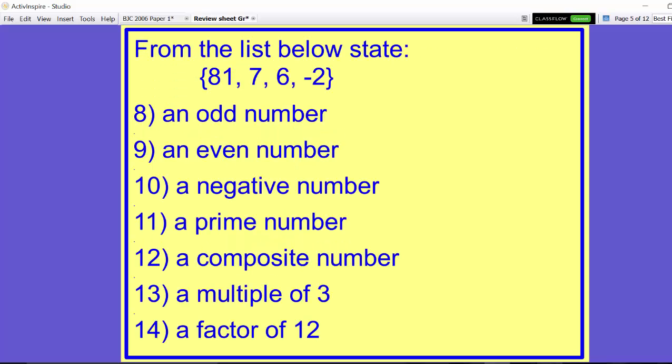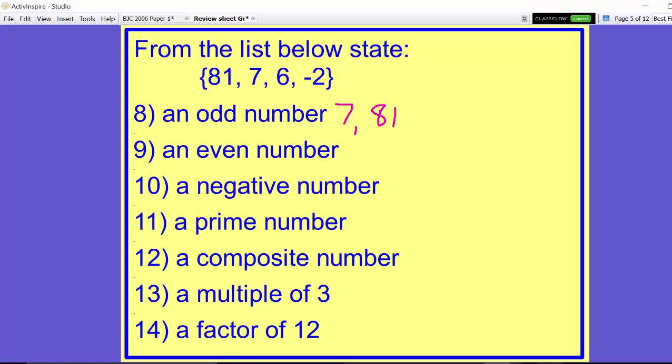All right, from the list below, state. We have 4 numbers. We have 81, 7, 6, and -2. Number 8 wants an odd number. So it only wants you to give one number, but I'm going to give all the possible answers that you could have. So for number 8, you could write 7 or 81.